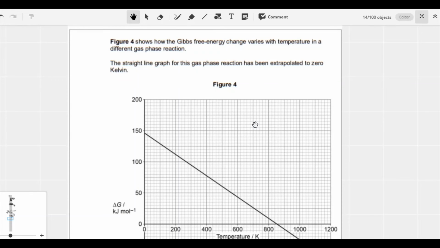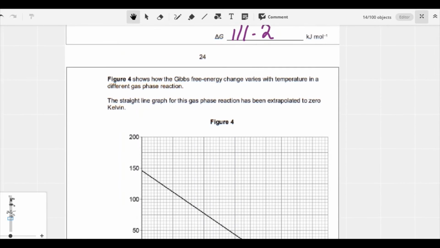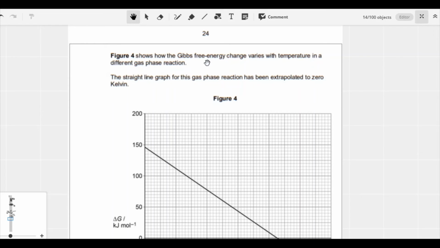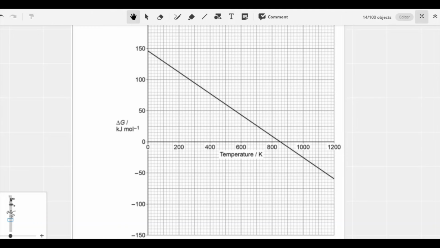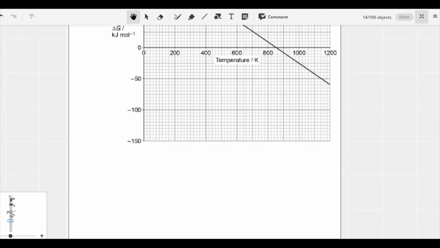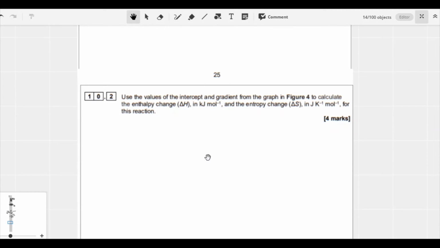Okay, so the next question is here. Fig 4 shows how Gibbs free energy change varies with temperature in a different gas phase reaction. The straight line graph for this reaction has been extrapolated to 0 Kelvin. So you can see here. Now the question is, use the value of the intercept and gradient from the graph in fig 4 to calculate the enthalpy change del H in kilojoule per mole and the entropy change del S in joule per Kelvin per mole for this reaction.